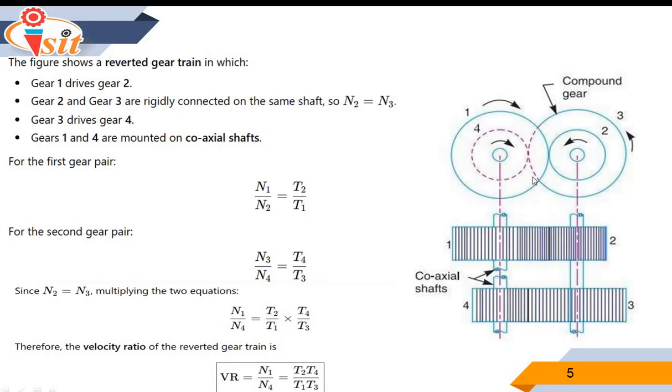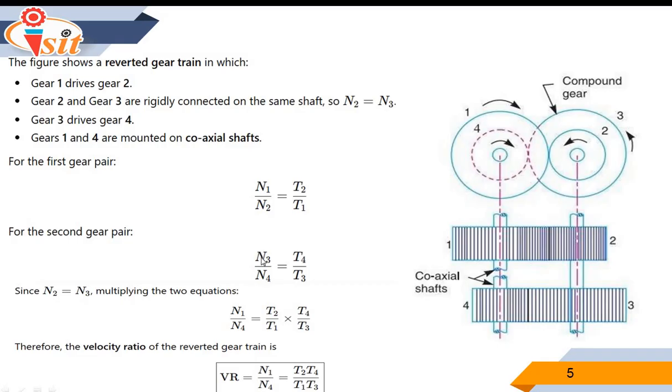So again here we can see the reverted gear train. Gear 1 drives gear 2. Gear 2 and gear 3 are rigidly connected on the same shaft, so speed N2 is equal to N3, meaning speed of gear 2 is equal to speed of gear 3. Gear 3 drives gear 4, and gear 1 and 4 are mounted on coaxial shafts.